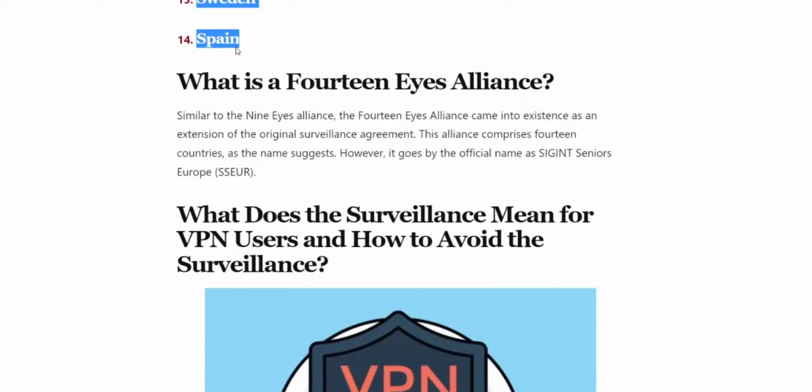So the 14 eyes, similar to the 9 eyes, came into existence as an extension of the original surveillance agreement. The alliance comprises 14 countries, as the name suggests, and it goes by the name of SIGINT, S-I-G-I-N-T, which is basically the intelligence derived from electronic signals and systems used by foreign targets. Whatever fancy name you give it, it is going to be the alliance.